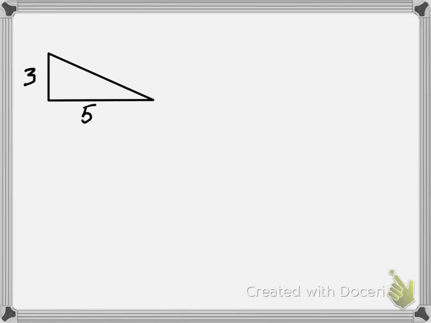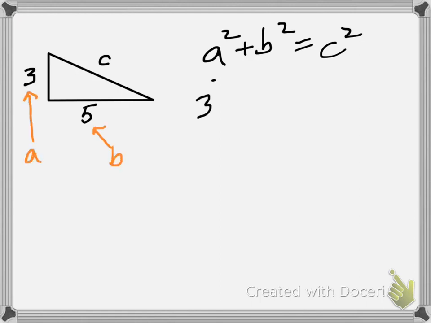So we're trying to get the measure of the hypotenuse of a right triangle whose legs are 3 and 5. So we're going to use the Pythagorean theorem, a squared plus b squared equals c squared. And the key is to identify which two are the legs and which one is the hypotenuse.